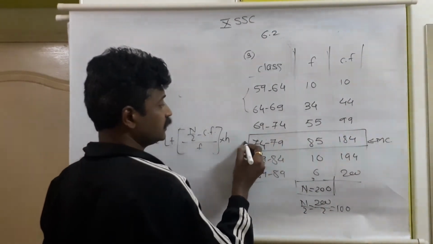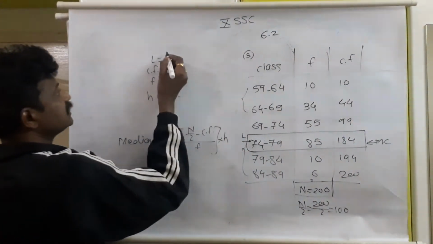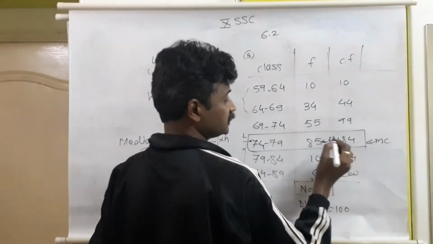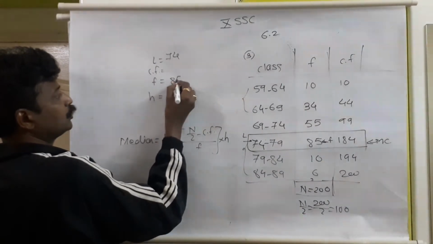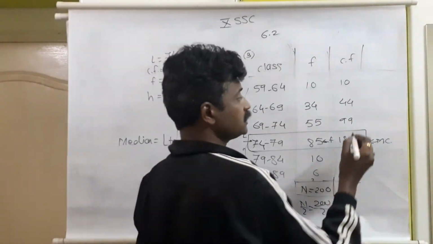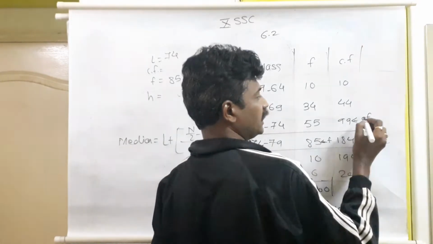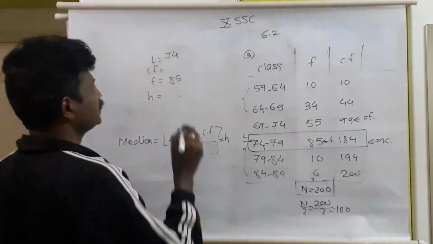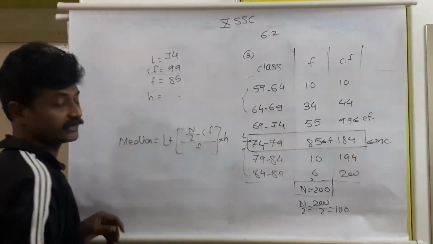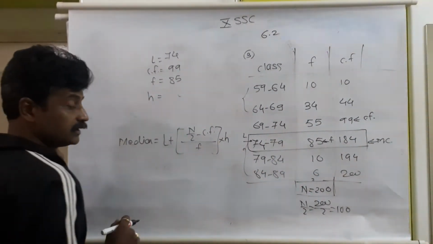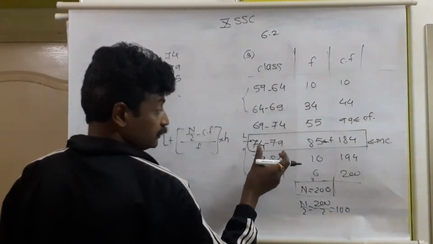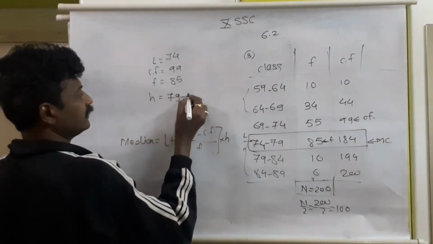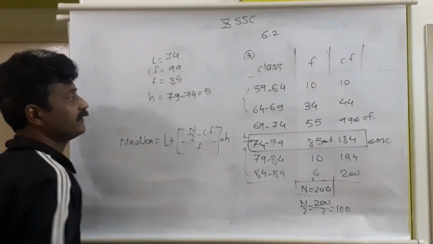Now the lower limit of the median class is the value of L. So L is equal to 74. The frequency of the median class is F. So F is equal to 85. The cumulative frequency of the previous class of the median class is CF. Median class, previous class, so the cumulative frequency is 99. So CF is equal to 99. Class width of the median class, when classes are continuous, so 79 minus 74, the difference is 5.